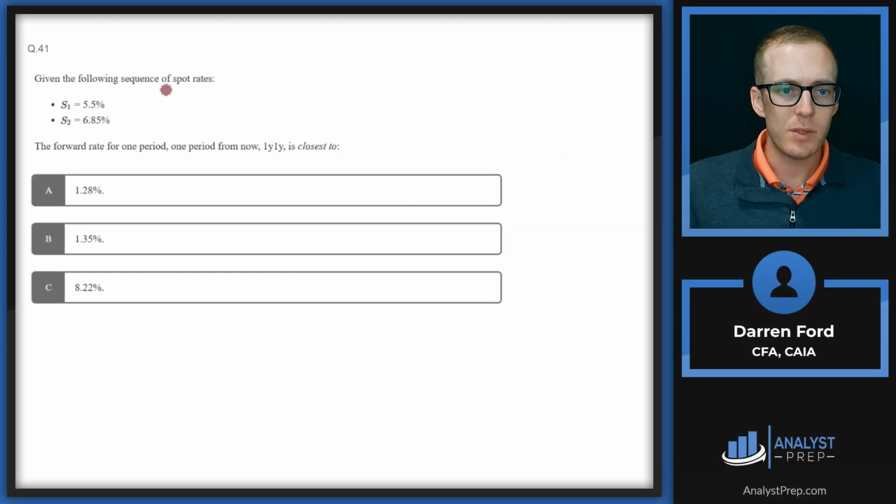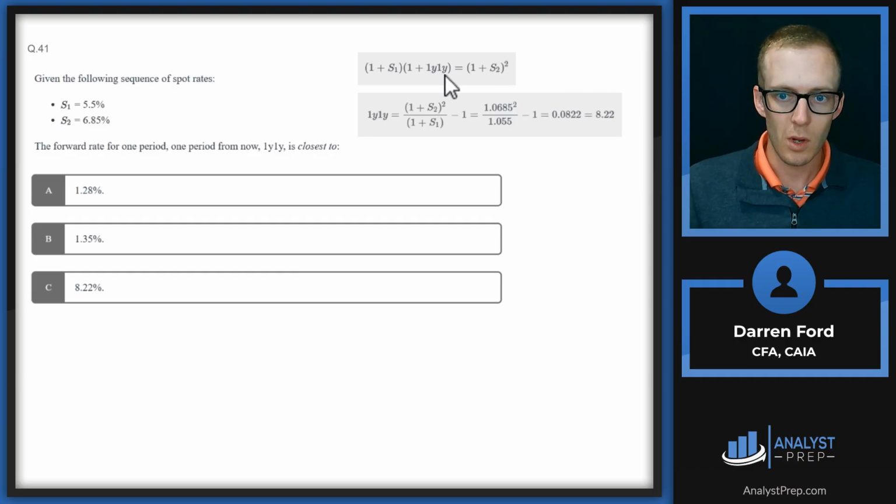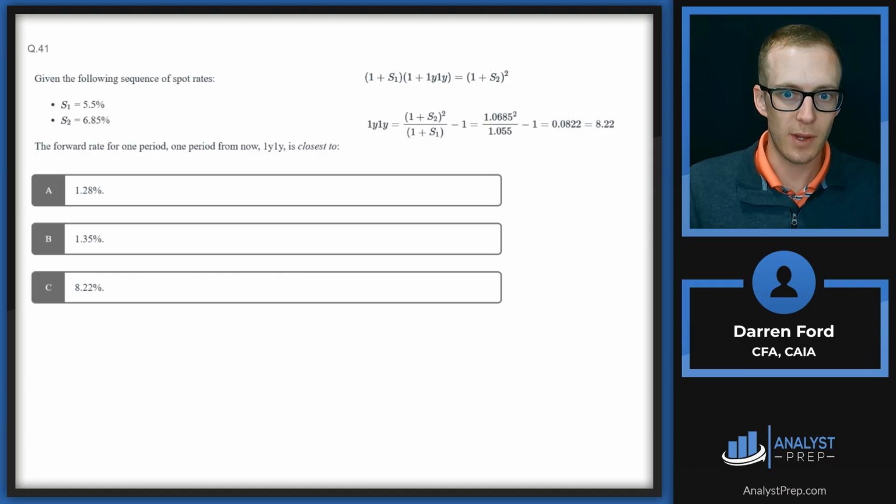Given the following sequence of spot rates, spot 1 of 5.5% and spot 2 of 6.85%, the forward rate for one period from now, 1 year, is closest to. Let's bring in our formula to calculate this one. We're going to be using these two spot rates to calculate.